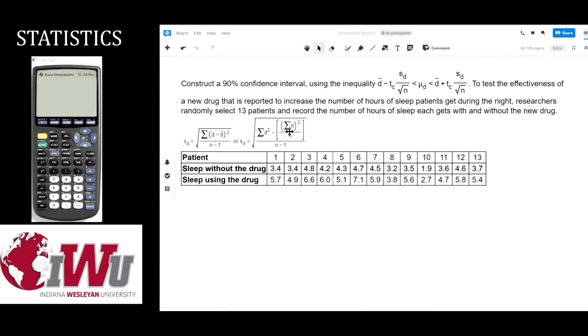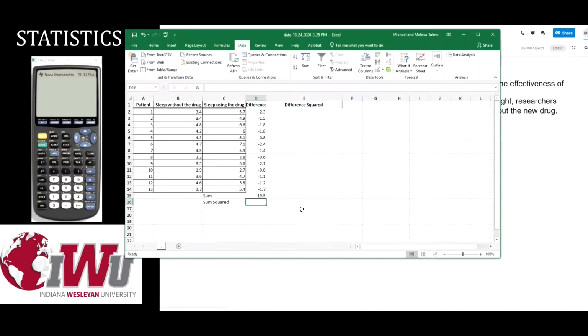Now we want the summation of the differences, squared. So we want to square that. We can also do that in Excel. All right, here's Excel again. So we're going to go equal to, take that cell, and do a little caret symbol. That little caret symbol is shift number 6. And we're going to square it. And so there is the summation of the differences squared.